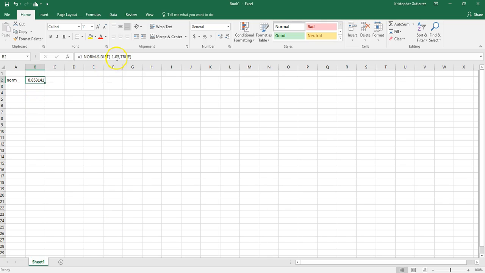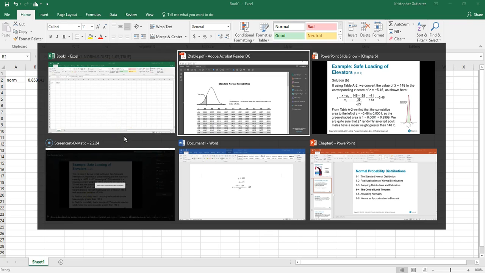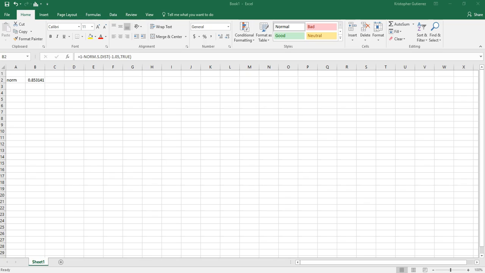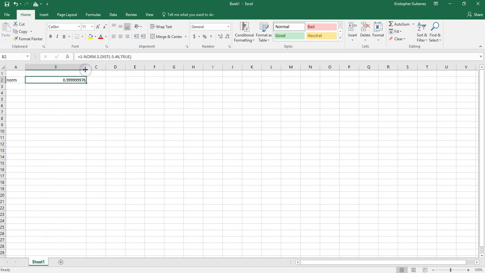So this one, and again, negative 5.46. Okay, that gives us 1. Well, that's not very helpful. So I'm going to expand this and see if it'll give me some more decimals. Here we go.